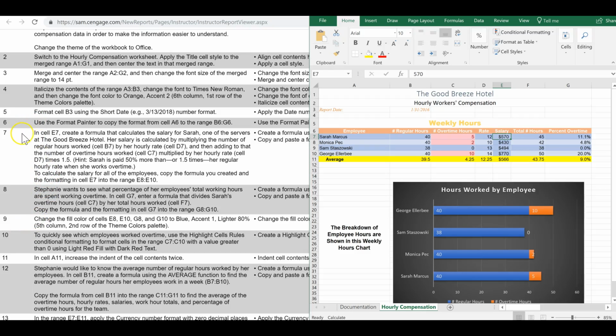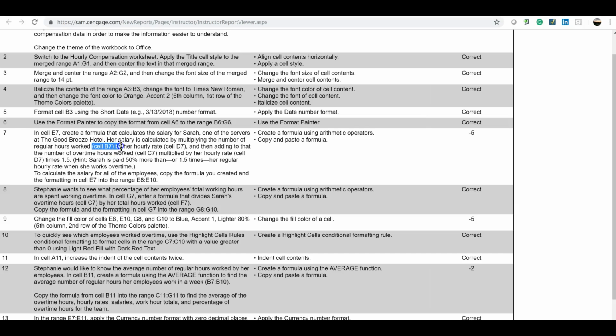Okay, the first one that you missed is number 7. So in cell E7, right here, I see a number, but I don't see a formula. So the formula is equals B7 times D7, and then plus the overtime hours, which are in cell C7, so plus C7 times the hourly rate of D7 and times 1.5. So they pretty much, in what I have highlighted in blue, have told you what the formula is.